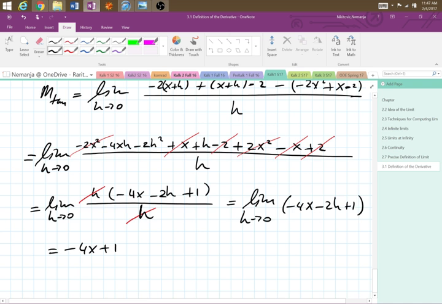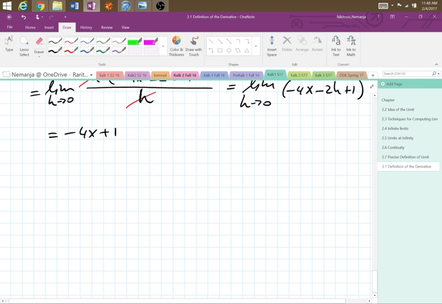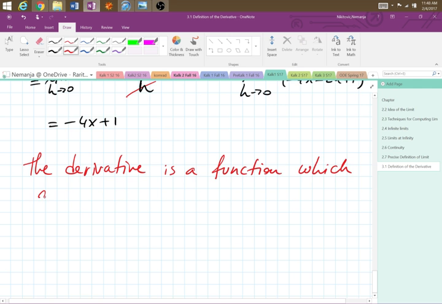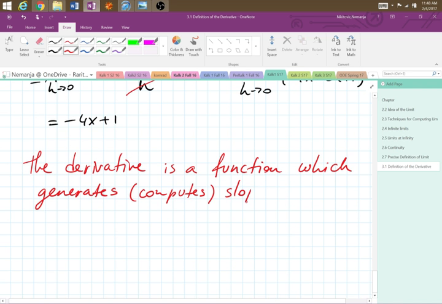So, what is the derivative of a function? Derivative of a function is a function which generates slope of the tangent line. That's it. So the derivative is a function which generates, or computes, whatever, computes slopes of the tangent line.